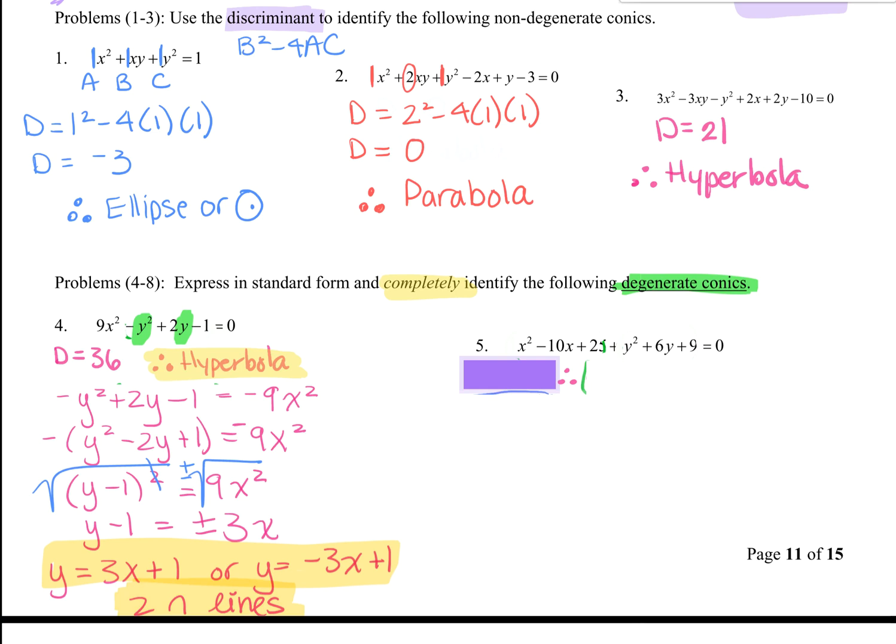All right, let's go on to number 5. So number 5, go ahead first and calculate your discriminant and determine whether it is going to be a circle, an ellipse, a parabola, or a hyperbola.